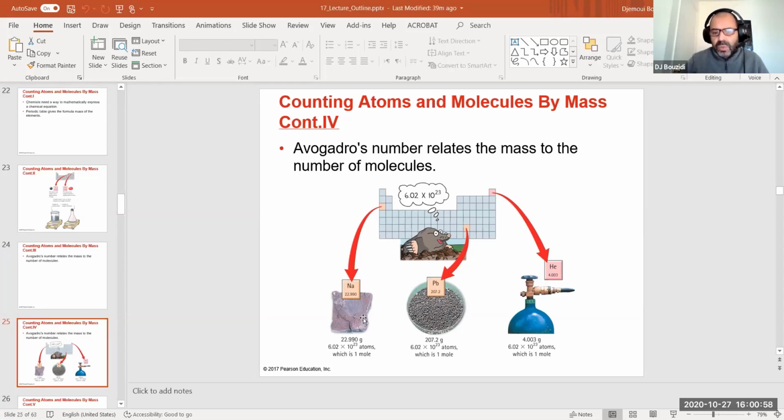For sodium, you need 22.990 grams of sodium. For lead, you would need 207.2 grams. For helium, all you need is actually 4 grams of helium. And in 4 grams, you will have as many helium atoms, because it's an inert gas, as are in 207 grams of lead, and they all have the same number. So from now on, we're going to deal with this number, which is called the mole.